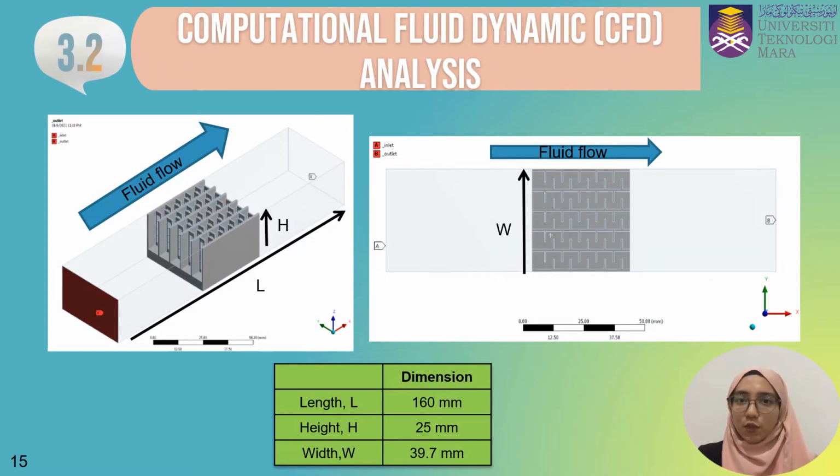Next process is computational fluid dynamic analysis. In this process, the heat sink will be placed inside a rectangular domain. This shows the rectangular domain. The function of the rectangular domain is for the fluid to flow throughout the heat sink. The table shows the dimension of the domain, where the length is 160 mm, height is 25 mm, width is 39.7 mm, and the length from the domain to the heat sink at both sides is 60 mm.